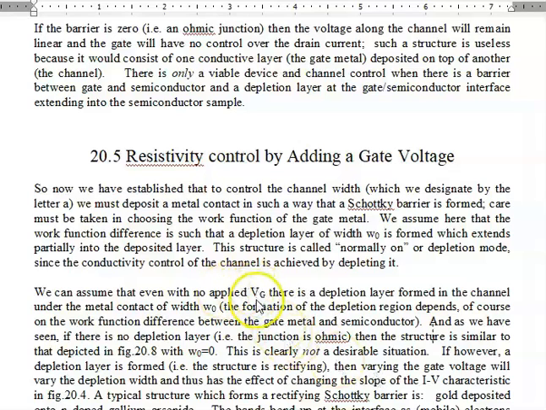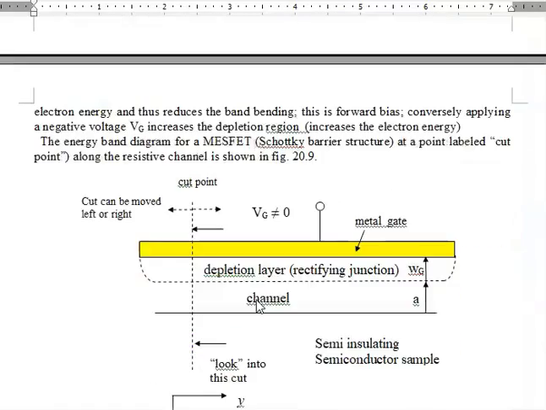So if we apply a voltage onto the gate in a MESFET, we can either widen the depletion region if it's reverse bias, or we can narrow the depletion region if it's in forward bias. And let's take a look at what we're saying here. Here VG, this is the gate. I'm going to apply it not equal to 0. So I've denoted the depletion region width as WG, where the G stands for gate. It can either be bigger, reverse bias, or smaller in forward bias.